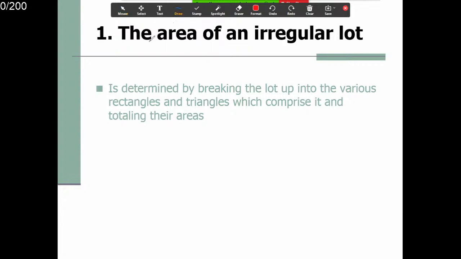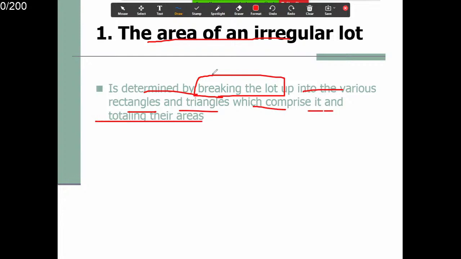Okay, so what do they say? The area of an irregular lot, right, is determined by breaking the lot up, divide, right, up into various rectangles and triangles, which comprise it, and totaling the areas. Okay, summation, right, of all of the areas. Area A through area Z. Dot dot dot. Okay. So summation of the areas, right? A through Z. Okay.